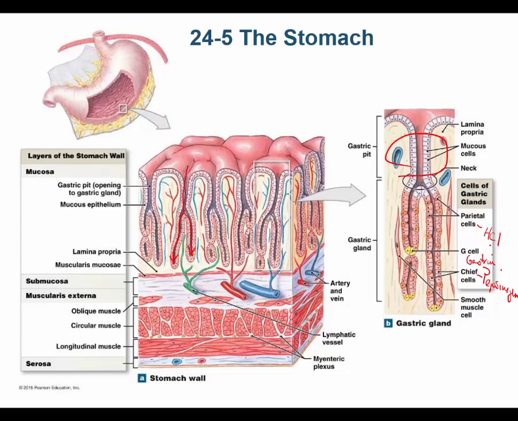what hydrochloric acid does. The hydrochloric acid goes up through my pit and gets into my stomach. Hydrochloric acid is necessary to convert pepsinogen into pepsin. Pepsin is an enzyme that digests proteins. So you're making the hydrochloric acid simply so you can convert pepsinogen into pepsin so you can digest proteins. So that's the story on that.